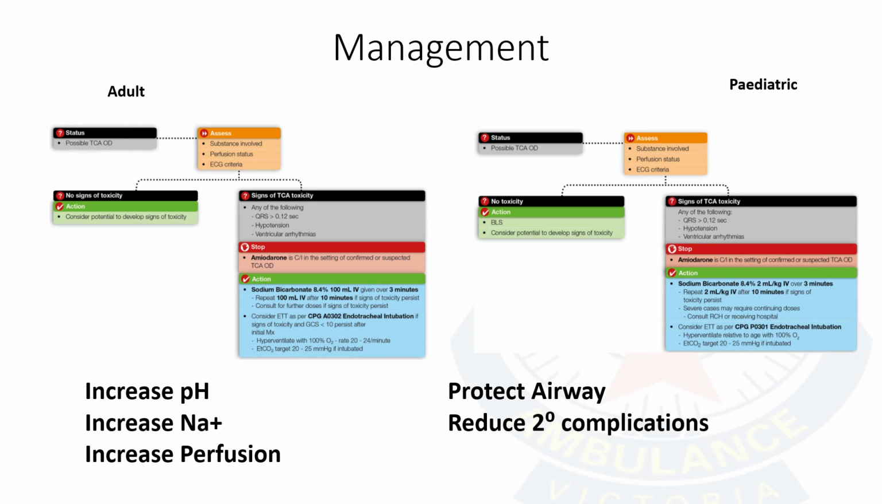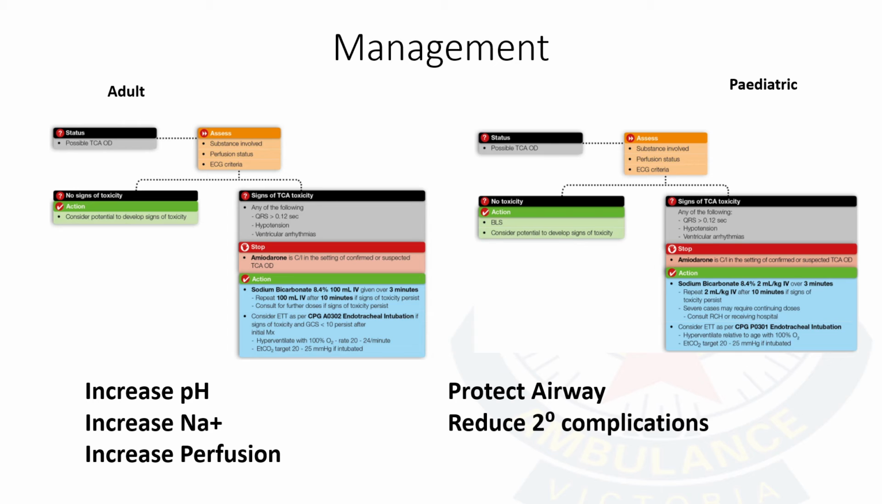Raising the pH by adding bicarbonate will absorb free hydrogen ions, alkalizing arterial pH, which decreases TCA's affinity for sodium channels. Increasing the extracellular sodium means higher gradient for sodium to move from extracellularly to intracellularly for depolarization, improving contractility.